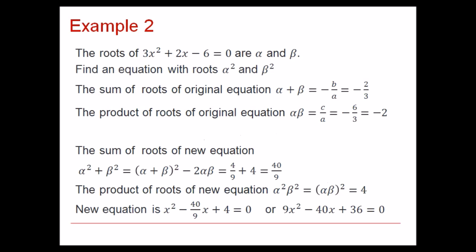Just to reiterate, we've used previous results that we knew for the first equation to produce the minus b over a and c over a results for an equation with roots alpha squared and beta squared. An equation was x squared minus 40 over 9 x plus 4 equals 0, but if we choose a equals 9, it gives us an equation without any fractions. So in other words, 9x squared minus 40x plus 36 equals 0.